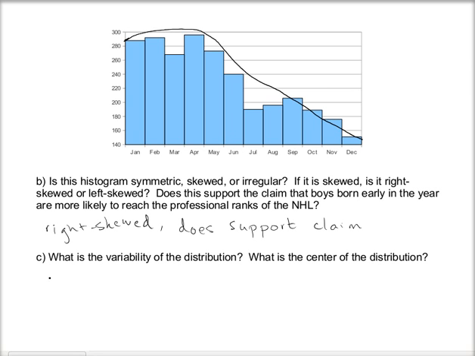All right, what is the variability of the distribution, and what is the center of the distribution? Well, the variability is going to be the range from my low value, which is in December, of 151 players born in December, to my high value of players born in April with 296. So that's my variability. What about the center?